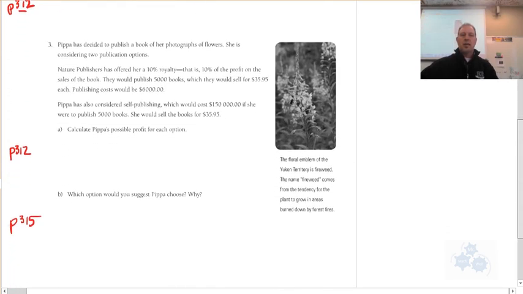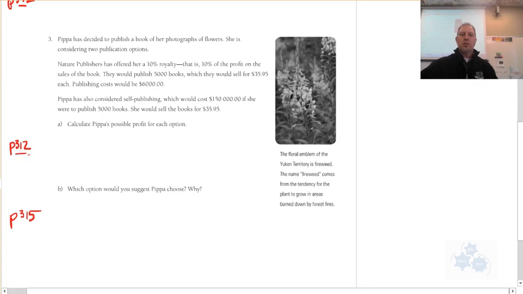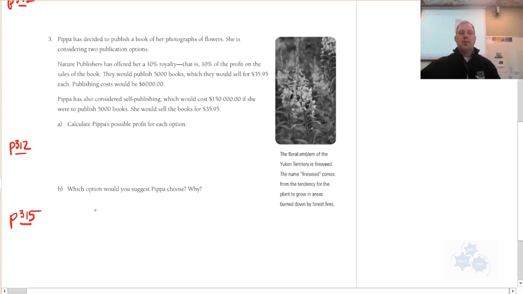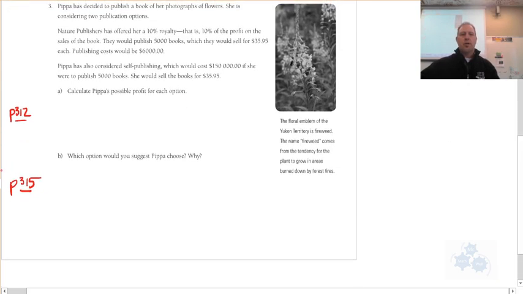Number 3, for A, you want to look at page 312. Again, talking about profits for this situation. And B, what would you suggest for Pippa to change, maybe, to increase her profit? You want to look at page 315. And on page 315, it talks about making profitable business decisions. Okay? So those are your hints and tips for those questions.